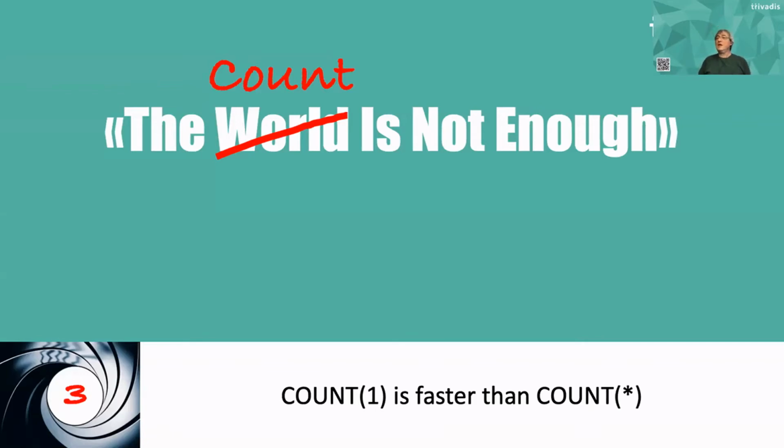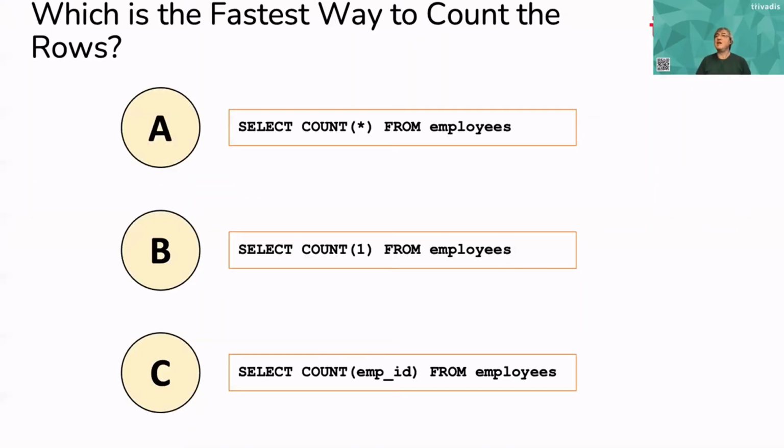The count is not enough, or the world is not enough, like the original title of the James Bond movie was. There is a myth that COUNT(1), if you want to count the number of rows in a table, instead of a COUNT(*), you could do a COUNT(1), or count on the constant, or a count on the primary key. And this is faster than a COUNT(*). At least that's what many people think. Let's prove whether this is the case.